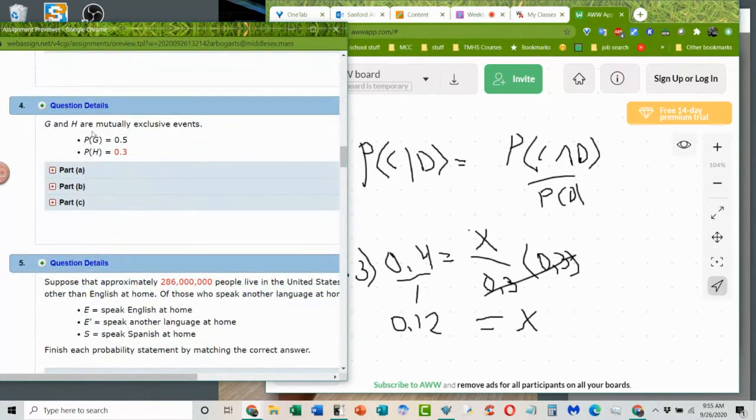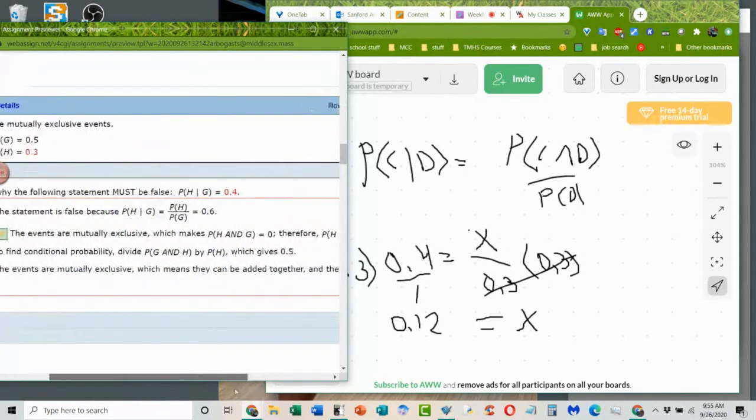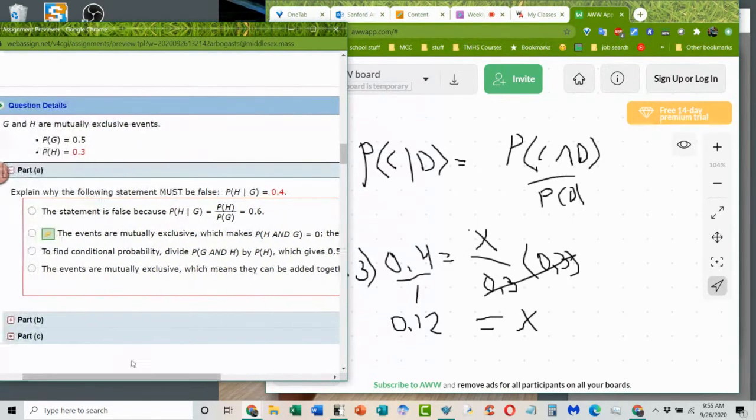The next one, number 4, they say that they're mutually exclusive. Well, because they're mutually exclusive, they have no intersection. So that's why the answer is 0. And this is 0 because, why is the probability of H given G this false? Well, because there's no intersection. So this is 0. If the top number in a fraction is 0, the whole thing is 0, because 0 divided by anything is 0. So that's why it can't be true.